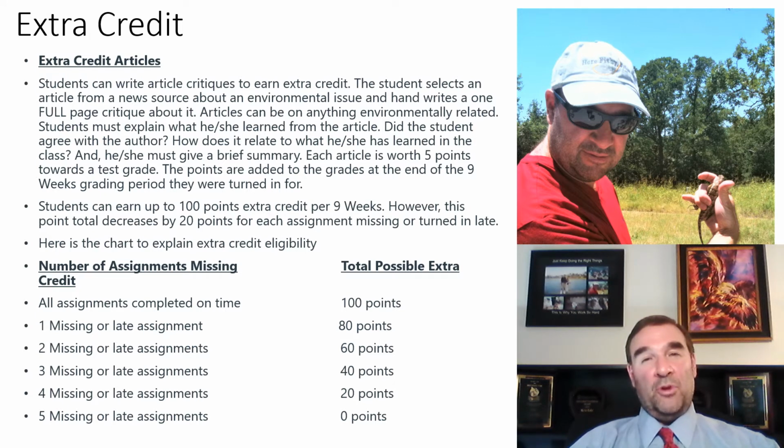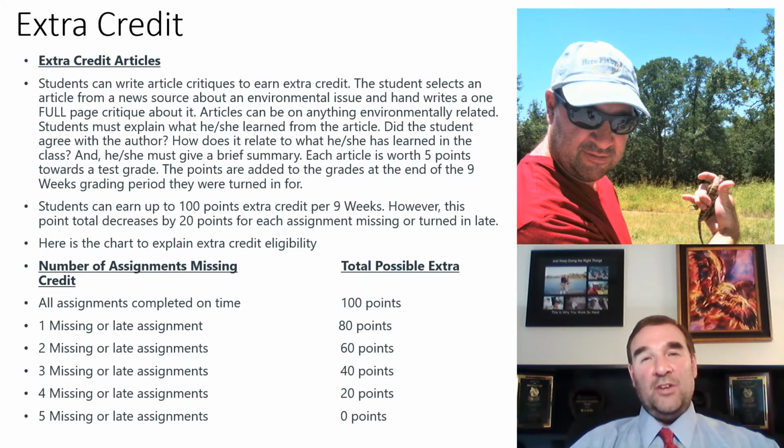I don't want a summary. I want to know what the student learned from it. I want the student to tell me whether they agree with the opinion of the author, disagree, why not, what did they learn, how does it apply to the course. I don't want a summary. I can read the articles myself. So they get 5 points per article.